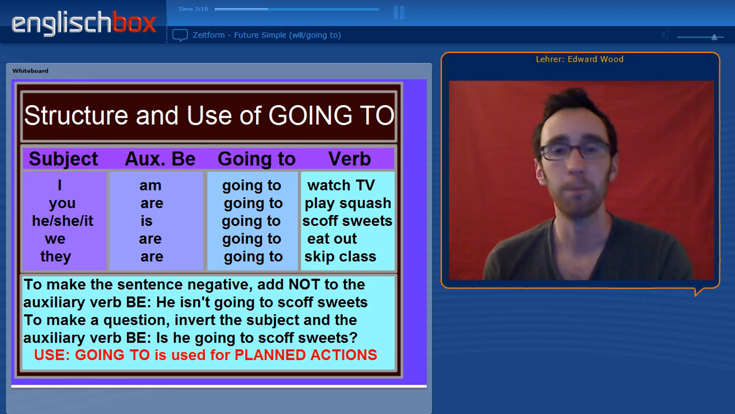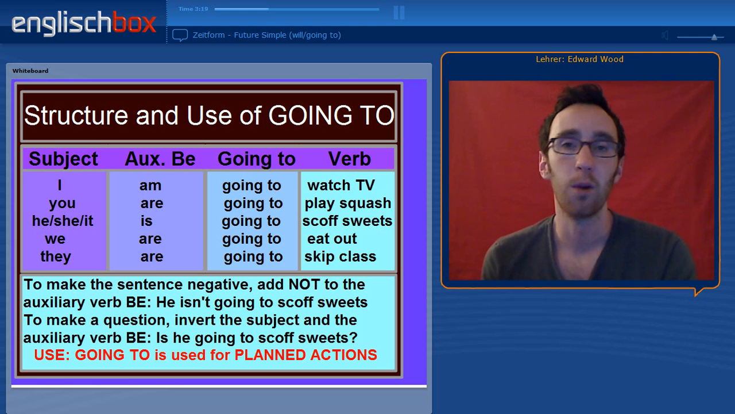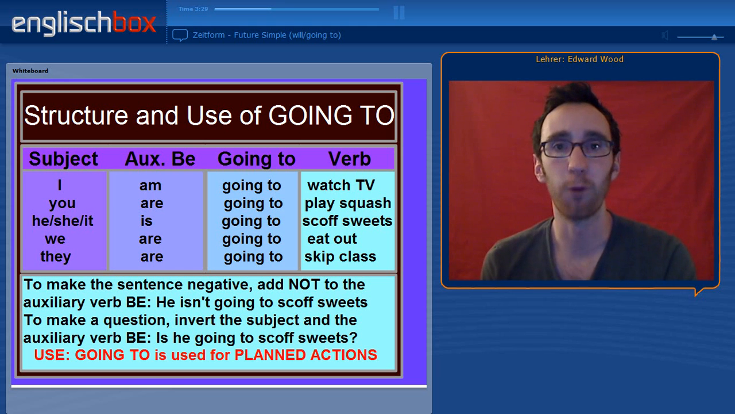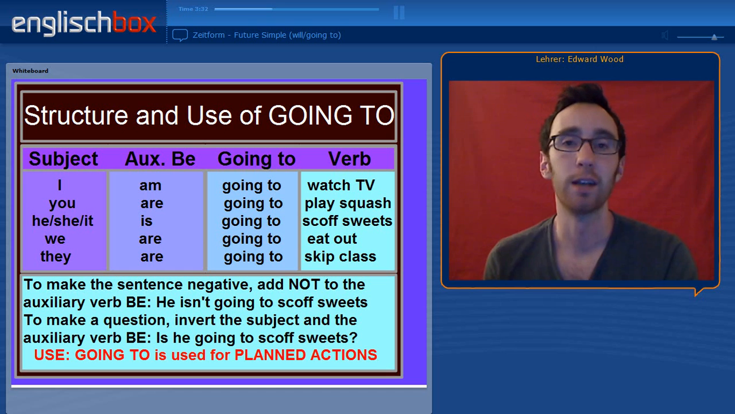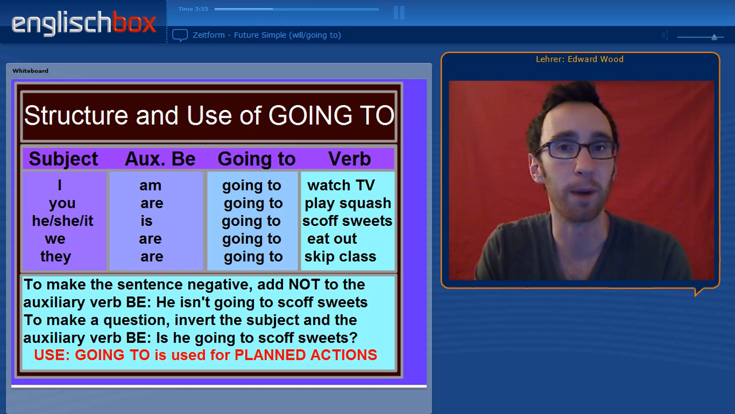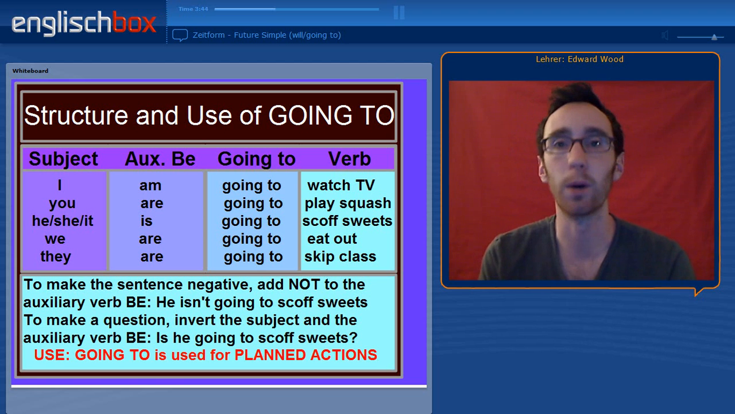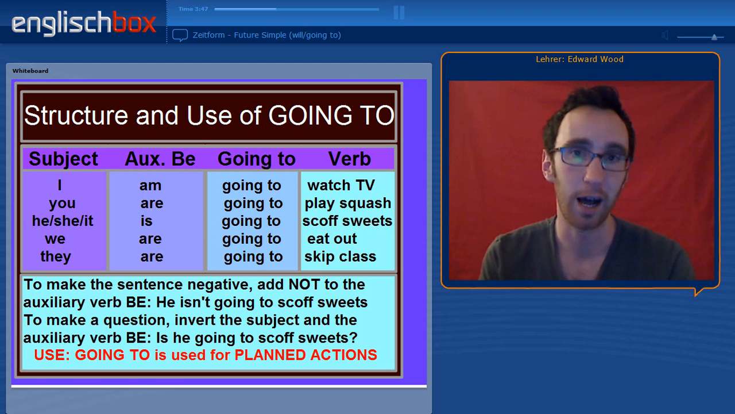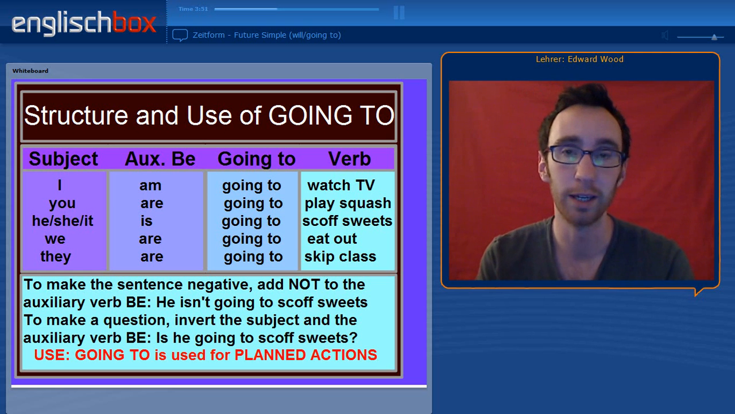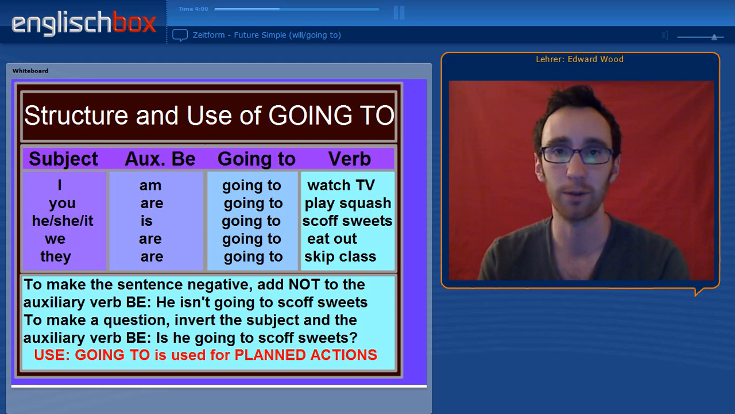So that's the structure, but when do we use going to? Well, we use going to for planned actions that are going to take place in the future. These are actions decided upon before the moment of speaking. So for example, if you were going to talk about your plans for this weekend, you would most likely use going to. What are you going to do this weekend? I'm going to meet some friends for lunch. I'm going to play football on Saturday afternoon. I'm going to rest on Sunday because I have to work on Monday, for example. So here you can see how we use going to for the future.